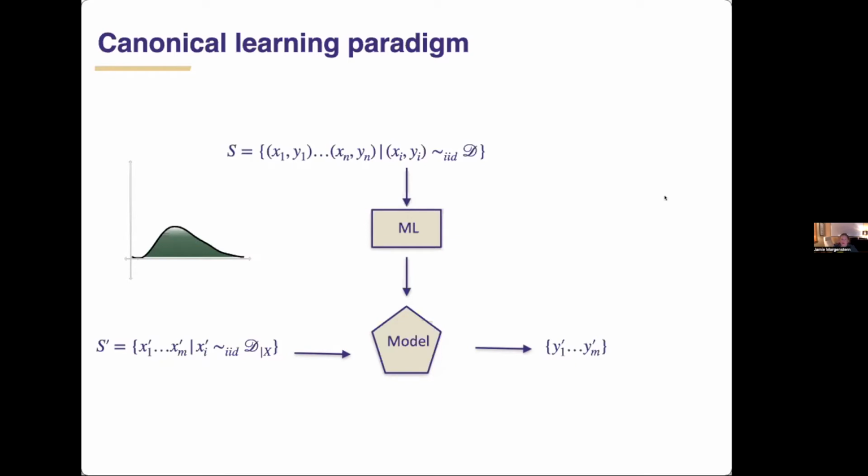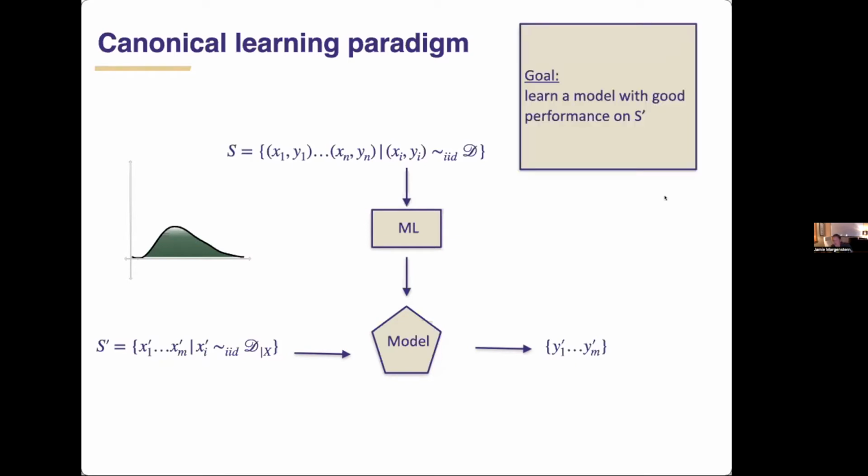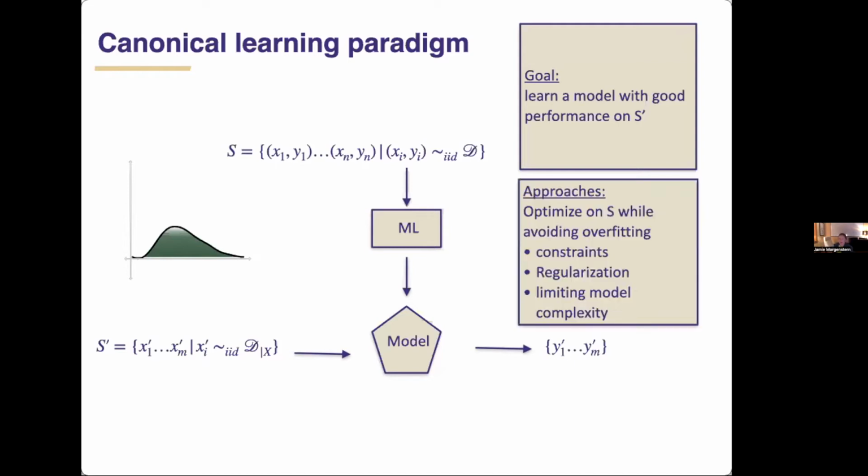And in general, the goal is to learn a model with good performance, being somewhat abstract about what I mean by that, on this future data set S prime that we don't see when we design the machine learning algorithm and therefore pick the model. And in general, how do we do this? We in general optimize on S because we don't know S prime, while trying to avoid just memorizing S and trying to learn something about the distribution D from our sample S, right?